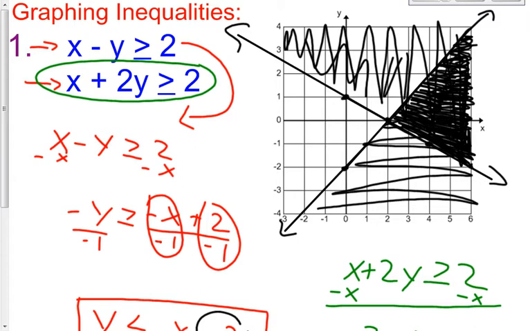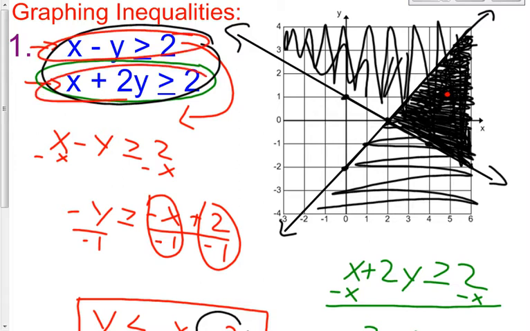Basically, class, here's what you have found: a whole bunch of ordered pairs right here that work for both of these equations. I can pick this point right here. Whatever that point is, I know that it would make this statement true, and I know that it would make this statement true. You can pick a point right in here. I know that it would make this statement true, and I know that it would make this statement true.